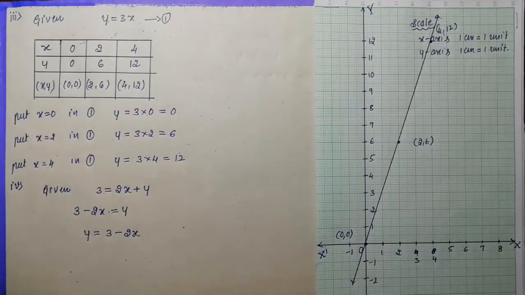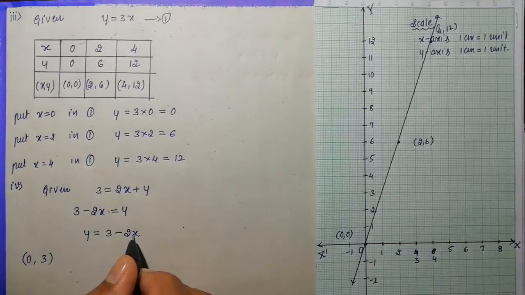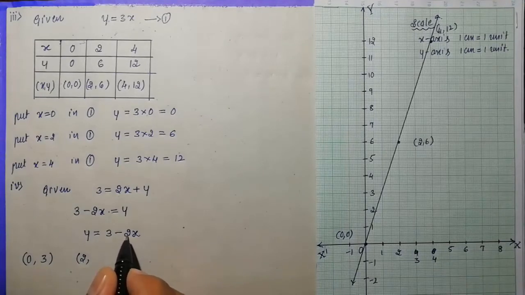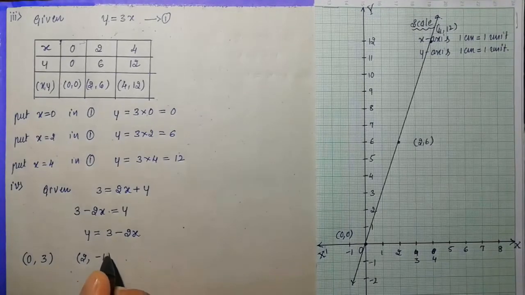Now you can place any value for x. If you place x is equal to 0, 2 into 0 becomes 0, and 3 minus 0 means 3, so you will get y is equal to 3. I'm going to give the points directly for you. If you place x is equal to 2, 2 into 2 becomes 4, and 3 minus 4 becomes minus 1.